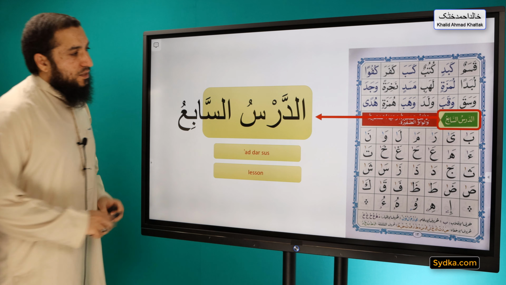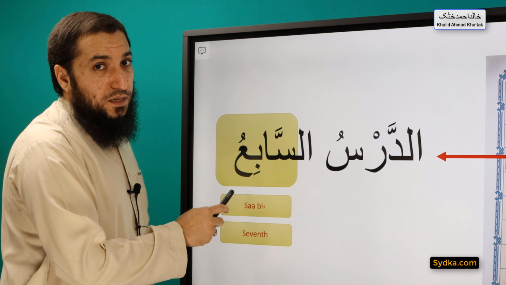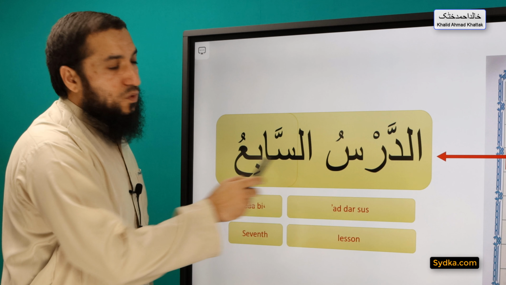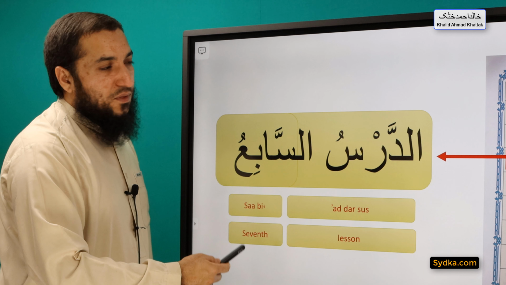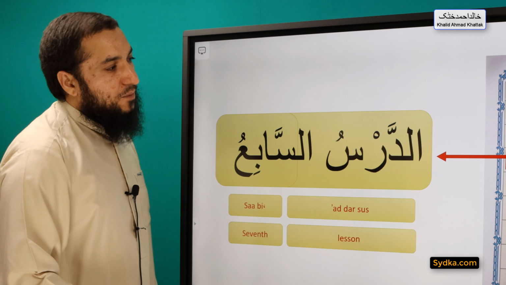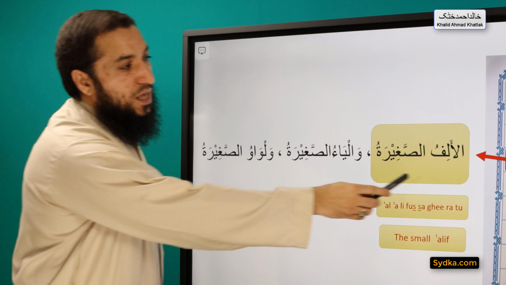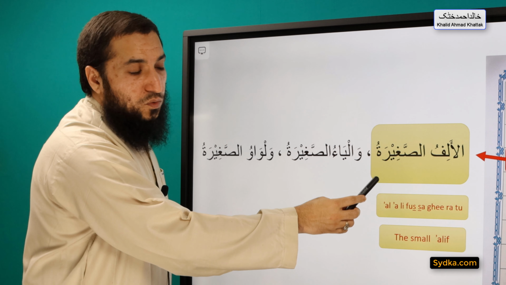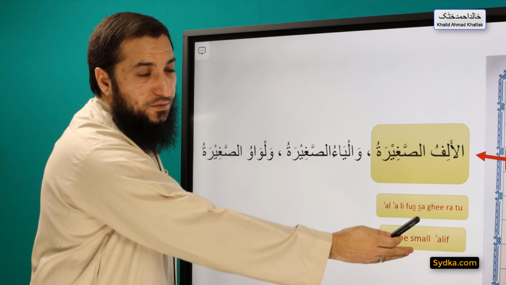So the first line is Ad-Darsu Sabi'. Ad-Dars means lesson, Sabi' means seventh. So this is the seventh lesson of Al-Qaida Nuraniya. And this lesson is about Al-Alif al-Saghiratu, which means the small alif.